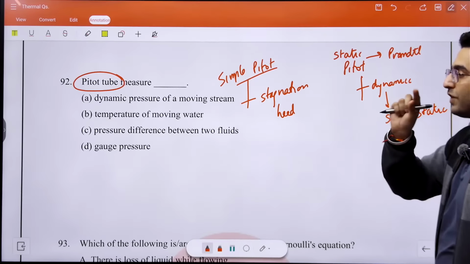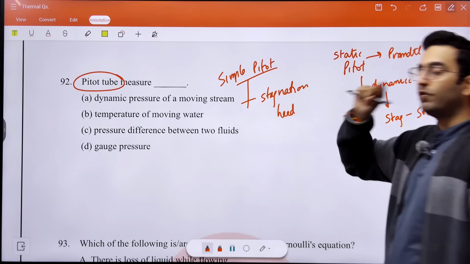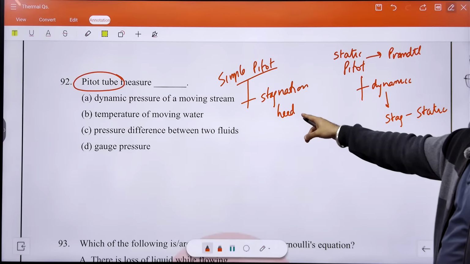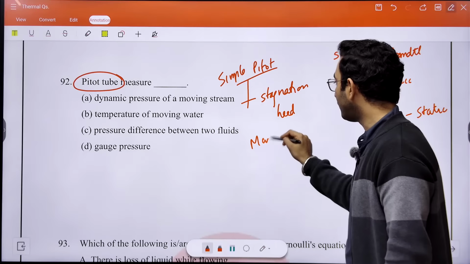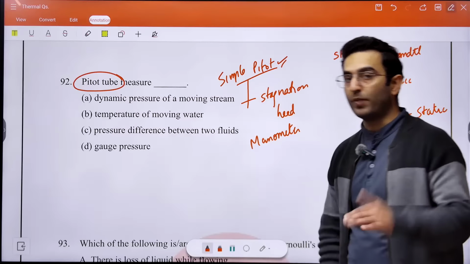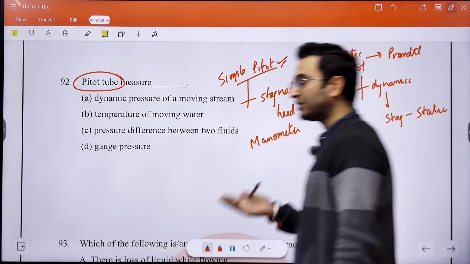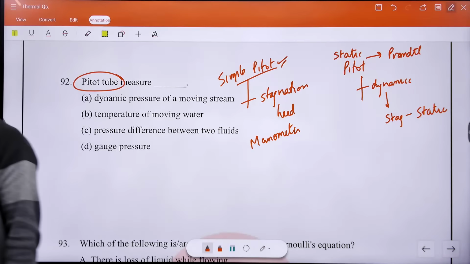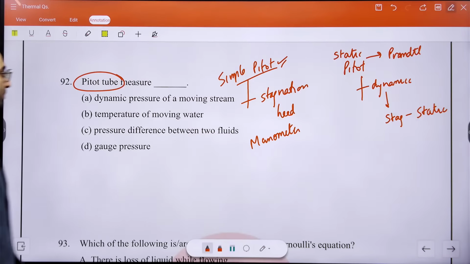Okay, because we have two openings in the static pitot tube. But in the case of simple pitot tube, we don't have two openings. There we calculate the value of the stagnation head here. Okay, remember this one. So we require an additional manometer in the case of simple pitot tube to measure the static head here. So after measuring the stagnation head and static head individually, you have to do the calculations and you get the value of the velocity of the fluid flow, or I can say the dynamic head here.